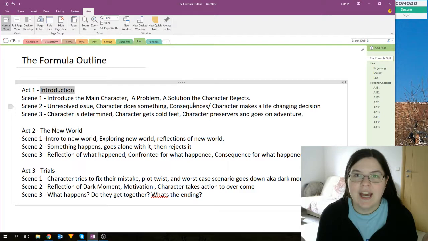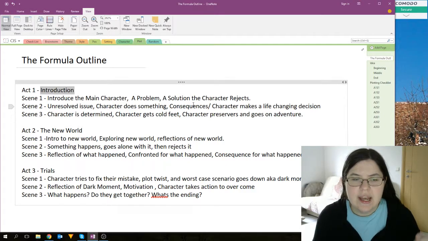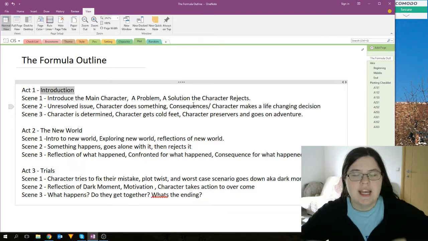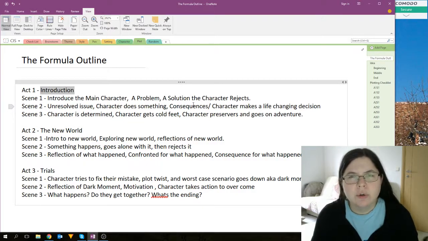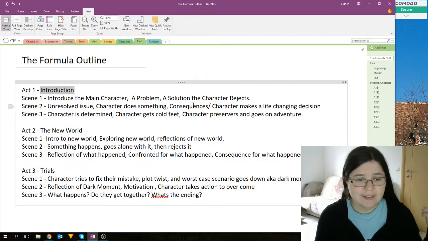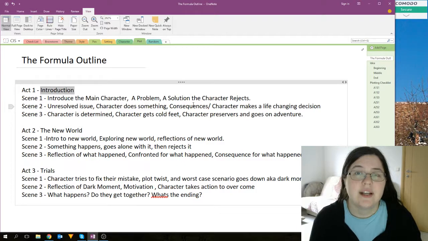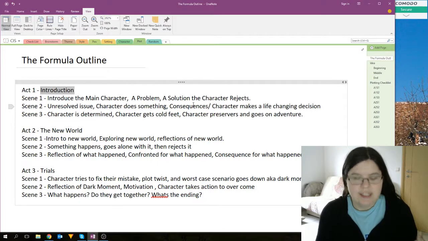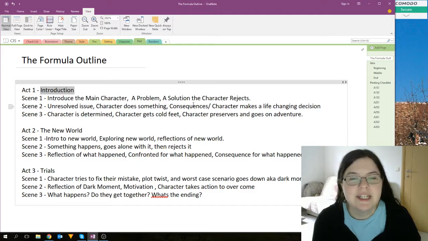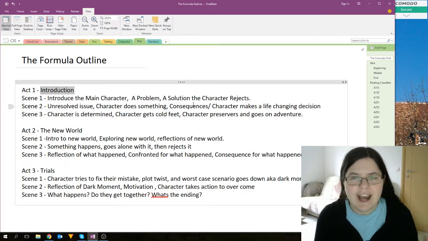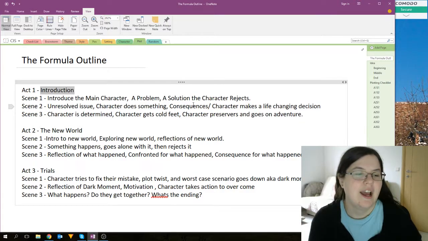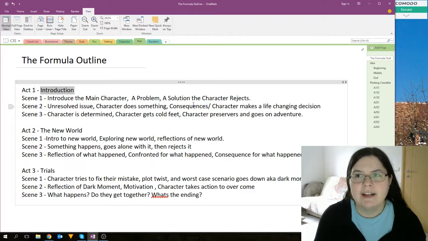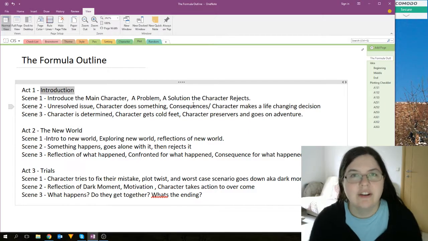And then Act 3, the trials. Scene 1: character tries to fix the mistake, you have a plot twist, and then you have your dark moment or worst case scenario. Scene 2: reflections of the dark moment, your character gets a motivational, inspirational, pick-me-up speech, and then the character takes action to overcome it. And then finally, the last scene is what happens. Do they win the battle? Do they get together? And how does your book end?